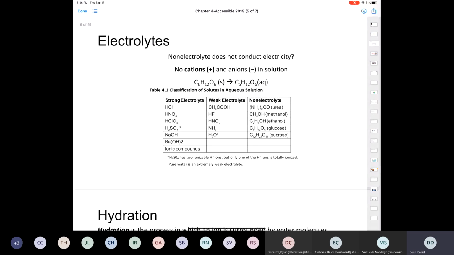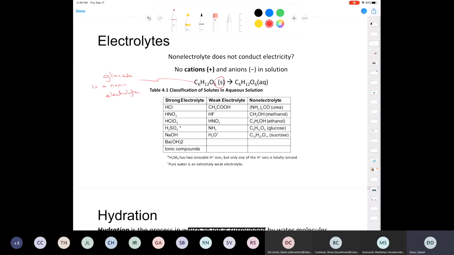Now, let's take a look at some electrolytes here carefully. Again, we have a non-electrolyte, which doesn't conduct electricity. It doesn't give you cations and anions in solution. So this is just an example of a non-electrolyte. This is glucose. Glucose is a non-electrolyte. You're like, what, sugar? Yeah, sugar is not an electrolyte, okay?